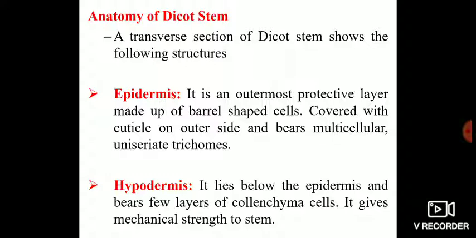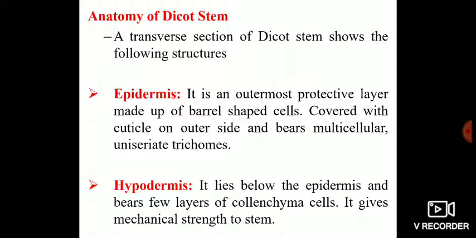If you take a transverse section of dicot stem and place it under the microscope, you will observe the following structures. The first one is epidermis. It is the outermost protective layer which is made up of barrel-shaped cells. These cells are covered on their outer side by cuticle, and at some places it also bears multicellular uniseriate trichomes.